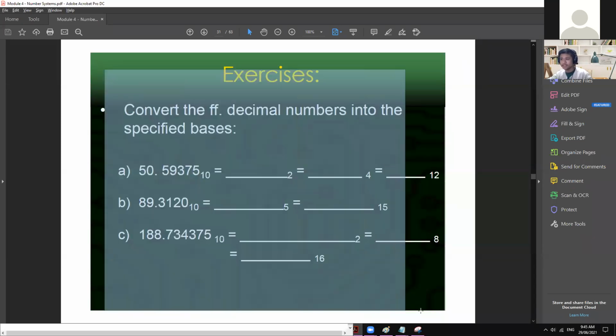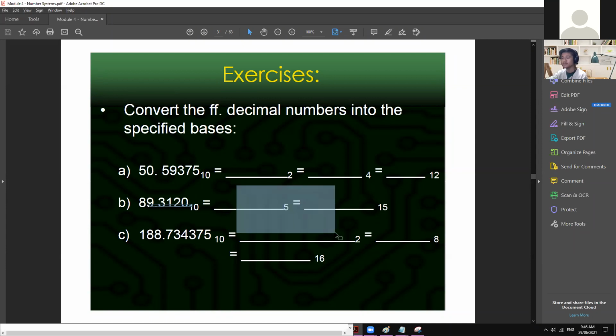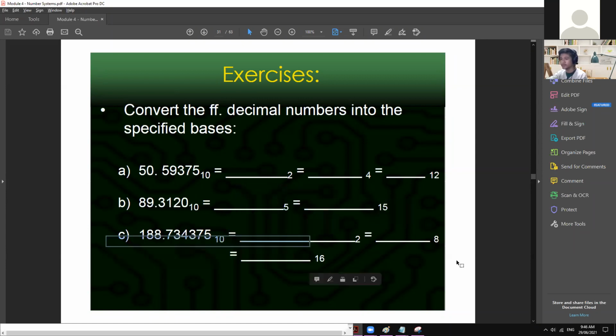So more exercises that you might want to do to practice on how to convert an integer and then decimal fraction into a binary, base 4 or base 12. So the same with this one, to base 5, to base 15, and so on and so forth. Okay, and then again, just send me a message.